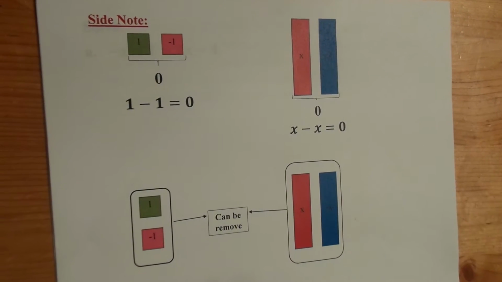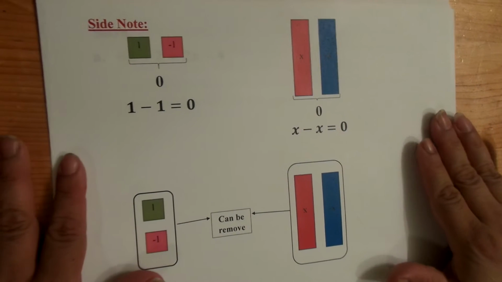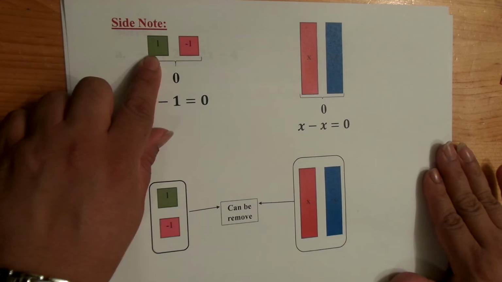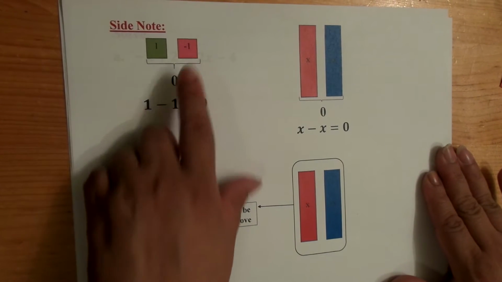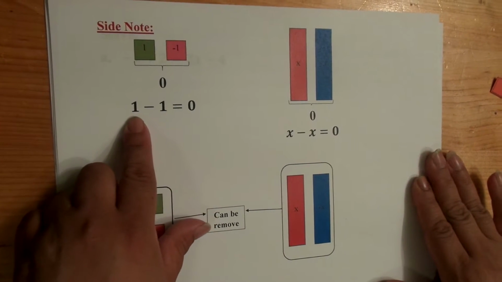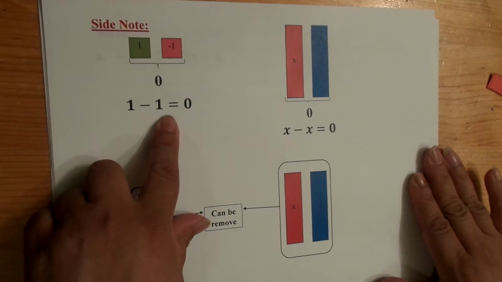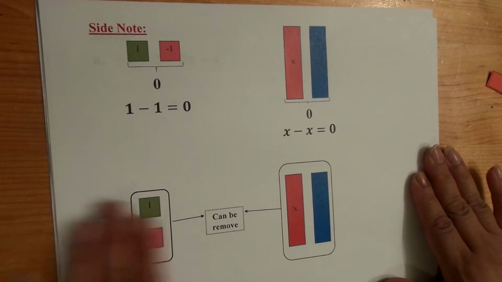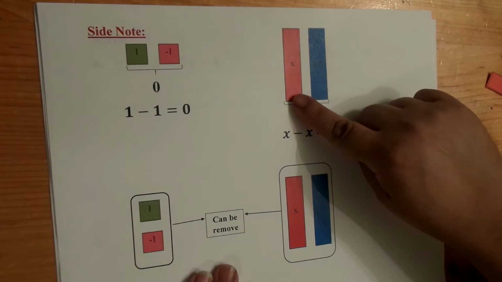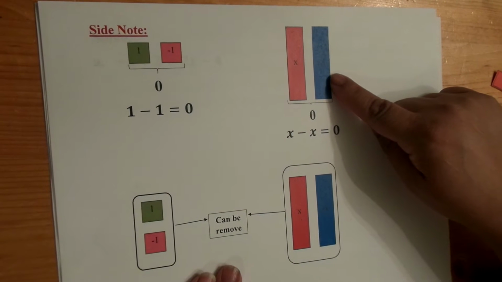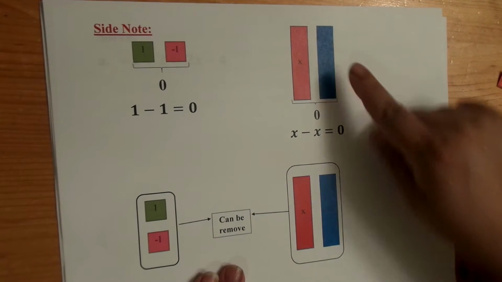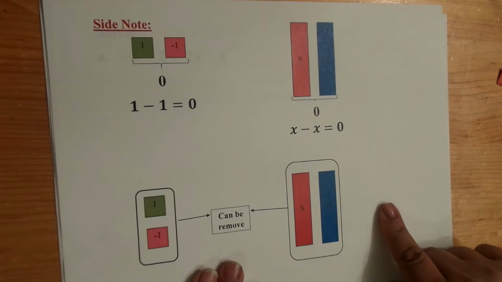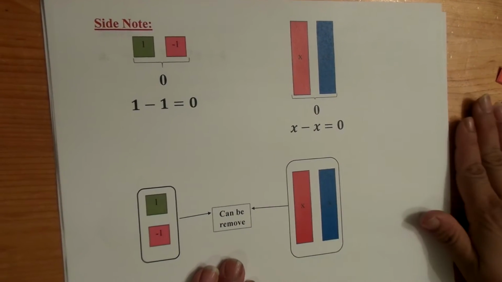Now, on a side note, in order to do these equations, we're going to use algebra tiles. We have a green tile representing 1. We have a pink tile representing negative 1. So when you group them together, you have 1 minus 1 equals 0. And once you have this group, you can go ahead and remove them. We also have a red tile representing x, and we have a blue tile representing negative x. And if you group them together, you have x minus x equals 0. And when you have them together, you could also move them away.